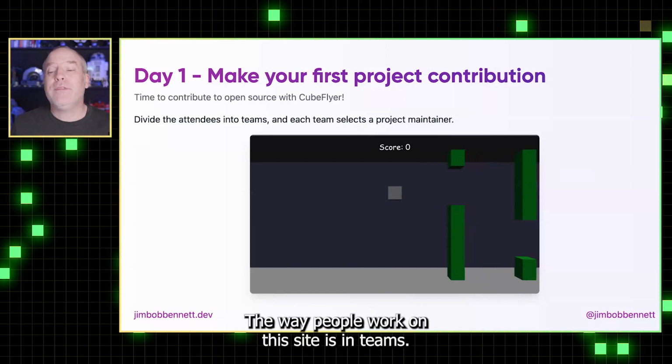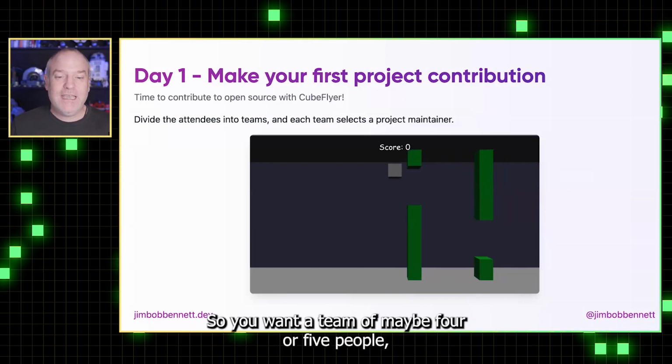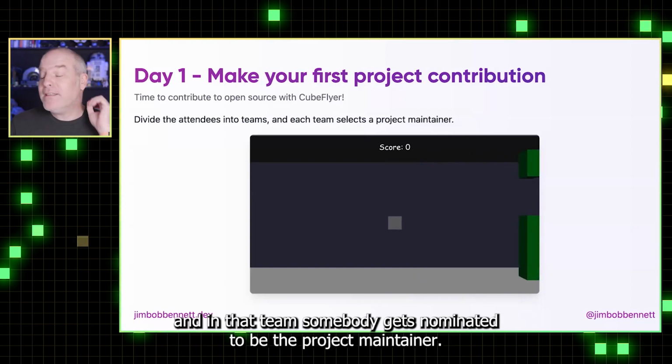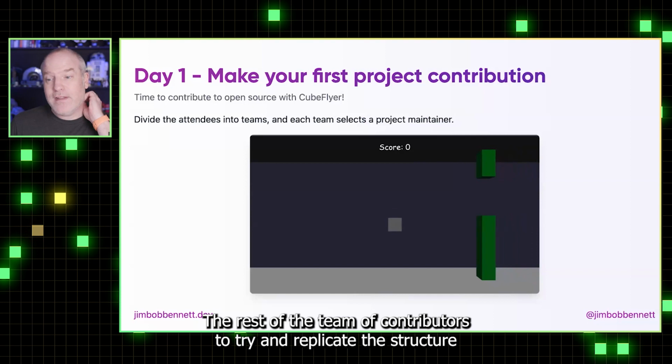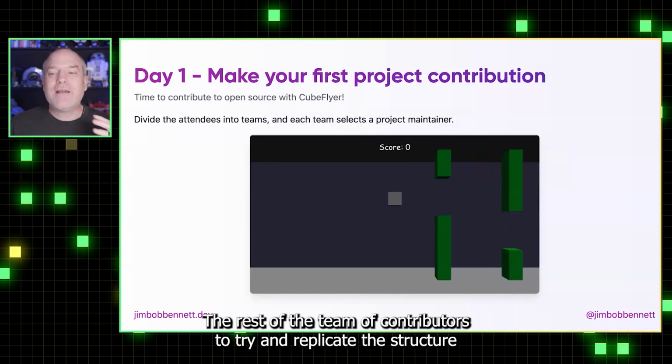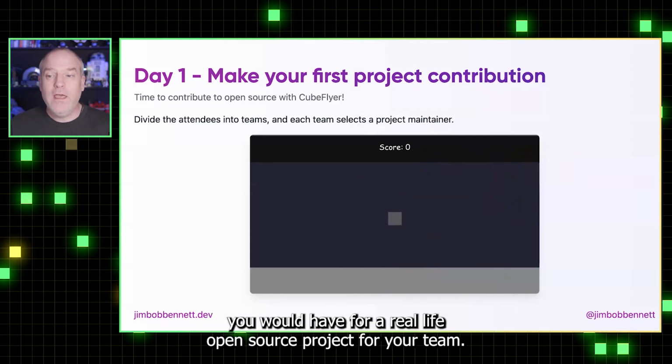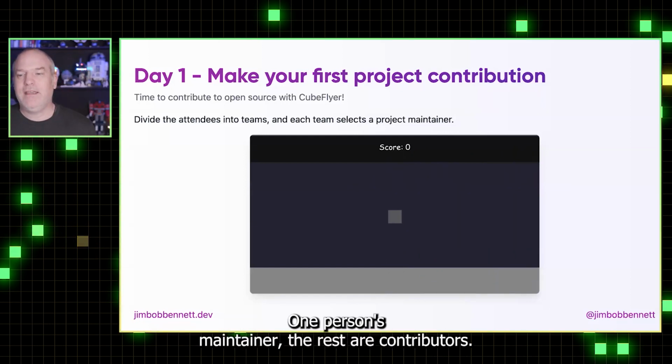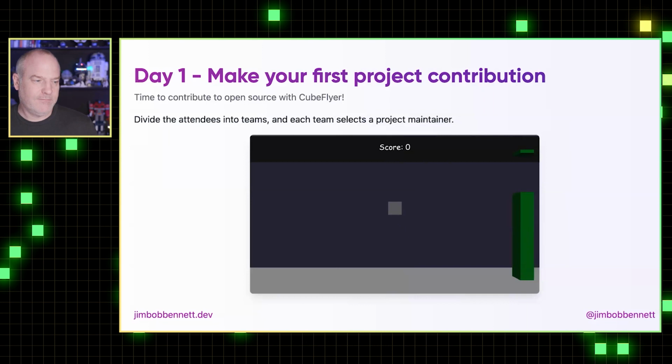The way people work on this, say, is in teams. So you want a team of maybe 4 or 5 people. And in that team, somebody gets nominated to be the project maintainer. The rest of the team are contributors to try and replicate the structure you would have for a real-life open source project. So you form your team, one person's maintainer, the rest are contributors.